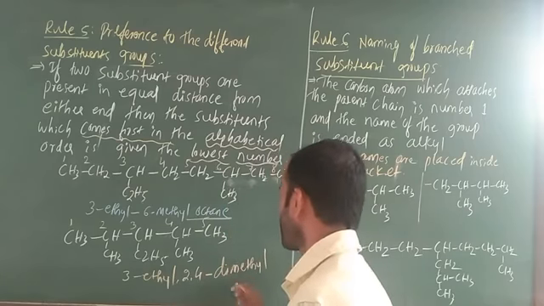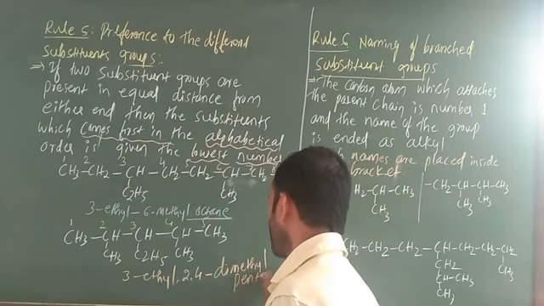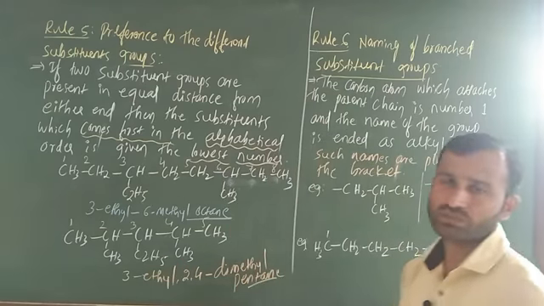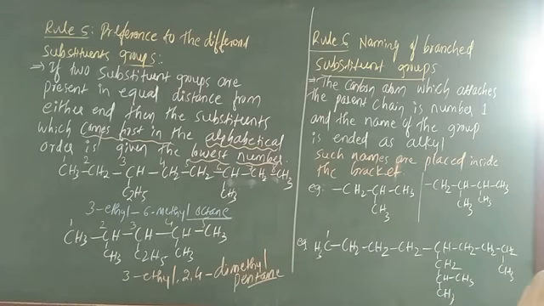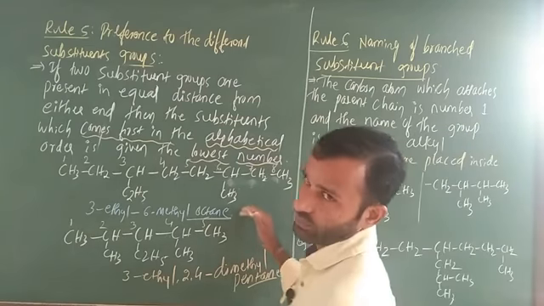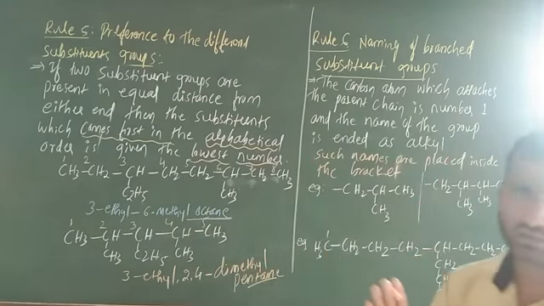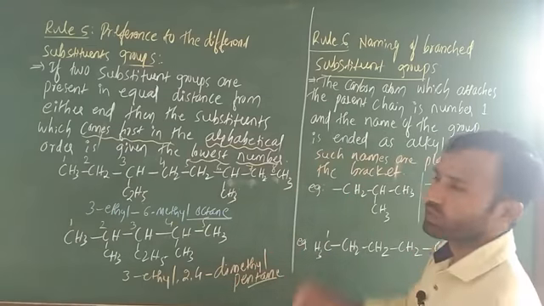How many carbons are there? 5 carbon. 5 carbon means what? Pentane. Pentane is the IUPAC nomenclature. Okay. This one is what? Rule number 5. Okay. No problem. Rule number 5 is clear. Okay. Rest. Next rule number is what?